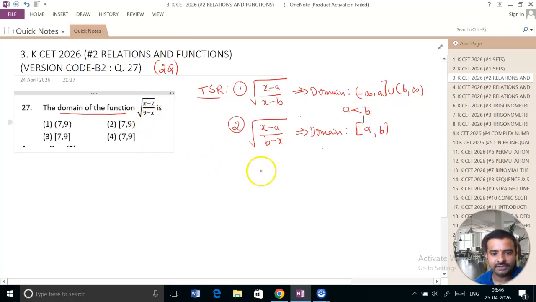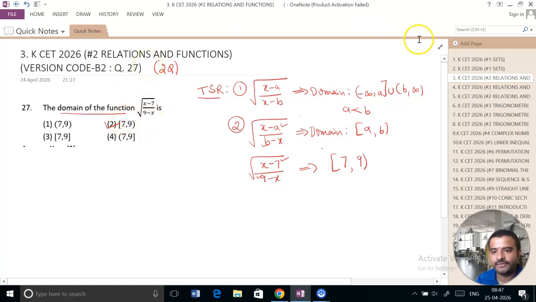So according to the given question, it is root of x minus 7 divided by 9 minus x. Here a refers to 7 and b refers to 9. So the domain of this function will be closed a. What is a? 7. You know 7 is less than 9. And what is b? It is 9. So option 2 is the right answer for question number 27, version code B2 of your KCET 2026. I hope you all got this. Let's move on.